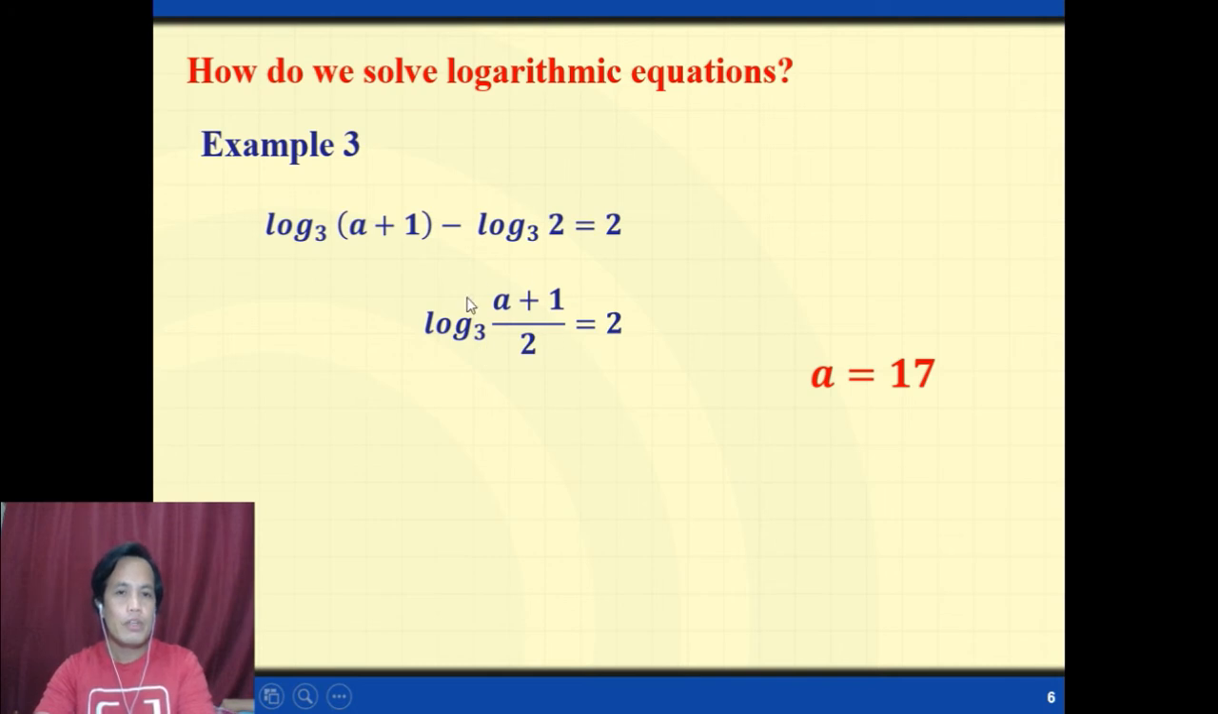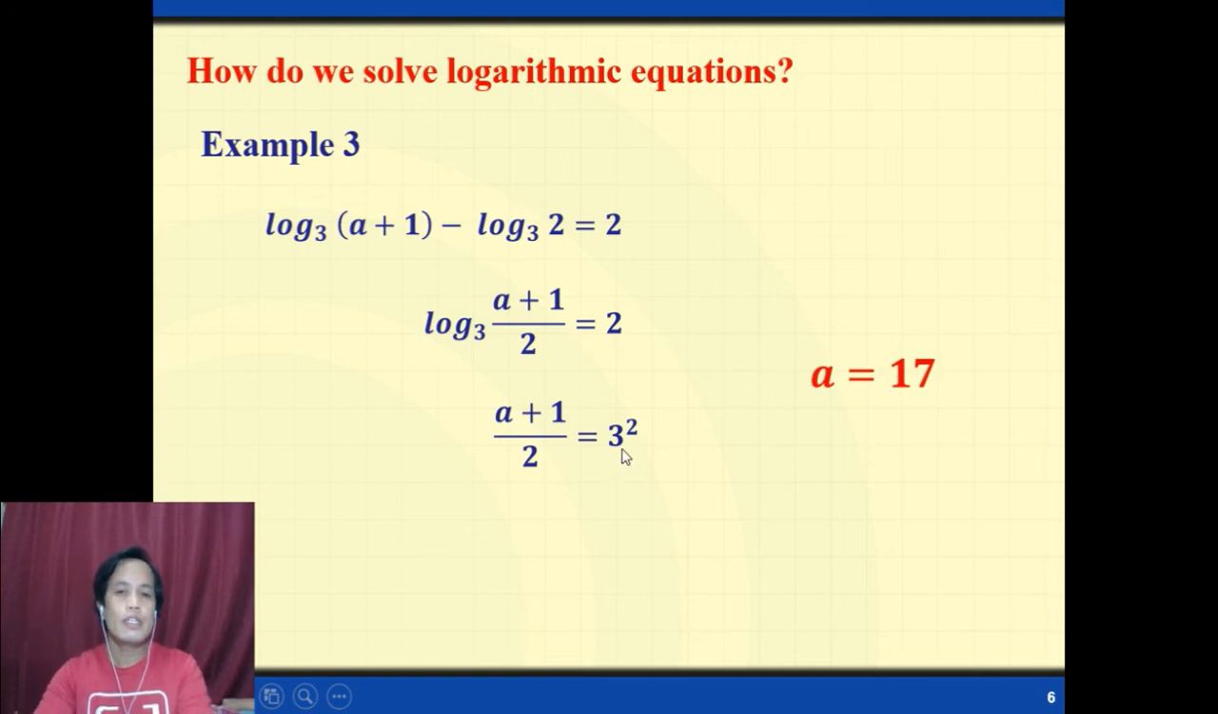This time, change this logarithm to exponential. This is the base, this is the exponent, this is the power. So we can write this as a plus 1 over 2 equals 3 squared. Try to check the placement of the numbers. Or you can write 3 squared equals a plus 1 over 2. You can interchange this equation, with 3 squared on the left and a plus 1 over 2 on the right, whichever placement you prefer.